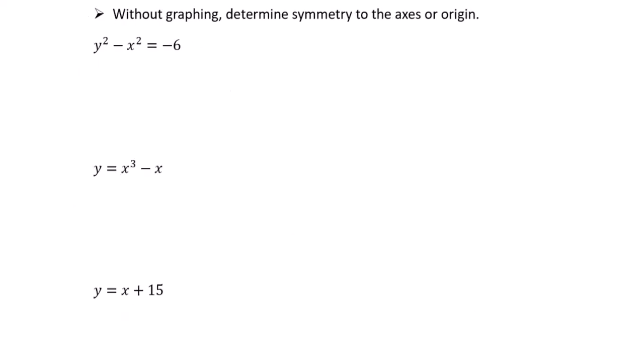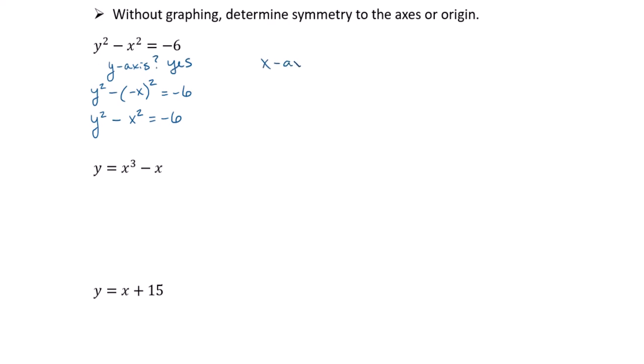In these examples, without graphing, we want to determine symmetry to the axes or the origin. So let's see if we can find symmetry to the y-axis. Do we have y-axis symmetry? To test that, we are going to replace the x with negative x and see if we can get an equivalent equation. Now, negative x squared is the same as x squared, and I'm still subtracting that, and it looks like we have an equivalent equation. So we do have y-axis symmetry.